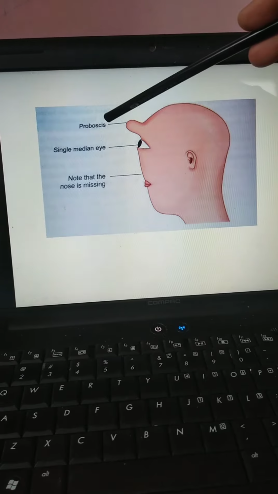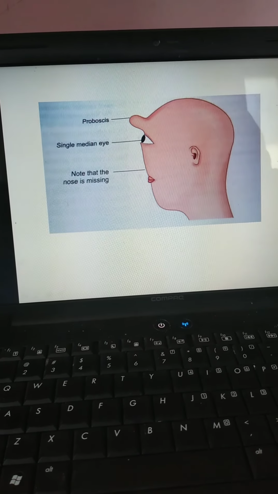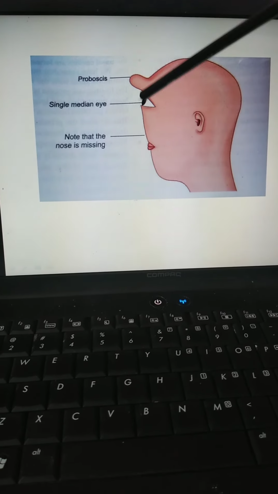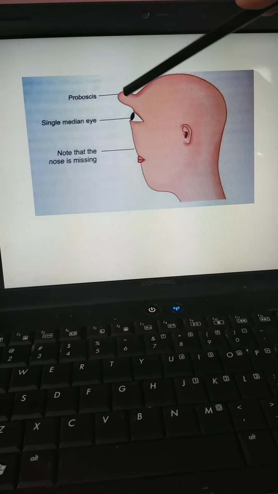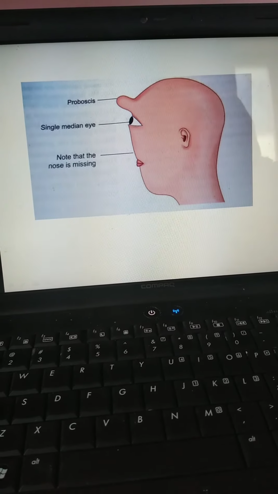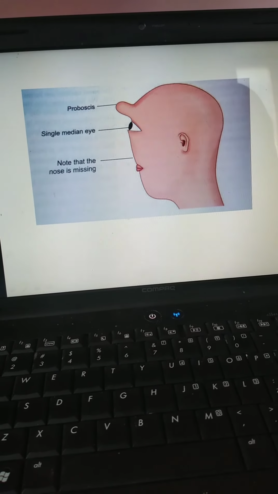That is known as the proboscis. What is proboscis? It is rarely seen. It is a cylindrical projection. If the nose normally does not develop, we can see a projection, that is the frontonasal process, in the forehead. This is known as the proboscis, and there is a single median eye in this case. The fusion of the eyes occurs, that is known as cyclopia.